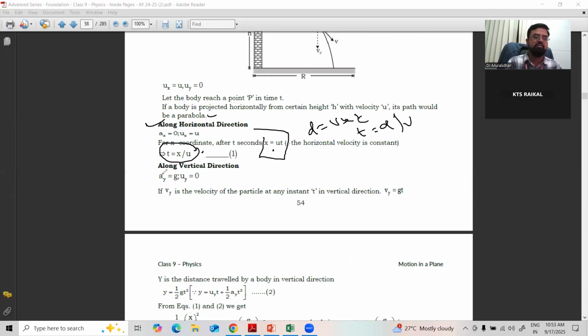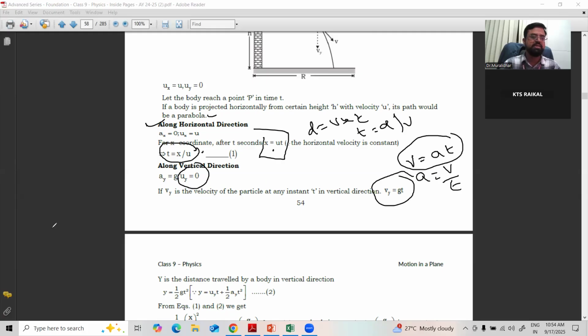Along the vertical direction, acceleration is due to gravitational force, so acceleration is g. There is no vertical initial velocity, because it is only horizontally projected. So u is 0. If vy is the velocity of the particle at any instant t in the vertical direction, vy is equal to acceleration into time, because acceleration is the rate of change of velocity. So vertical velocity is equal to g into t.